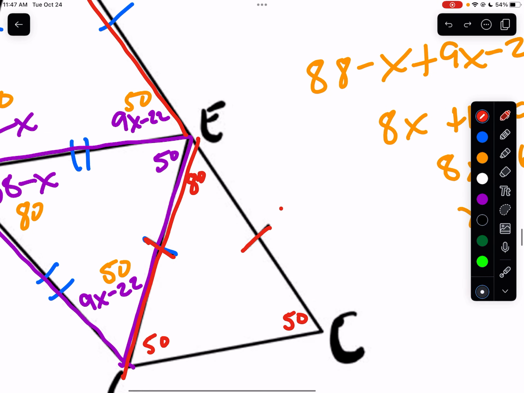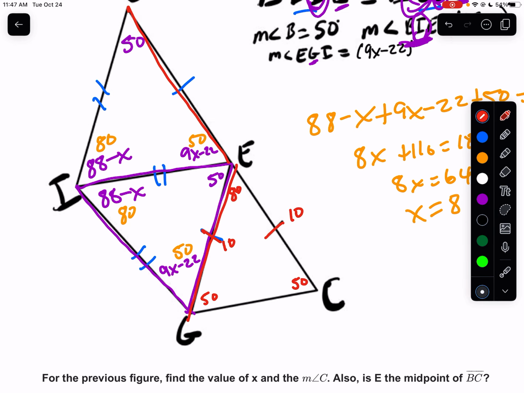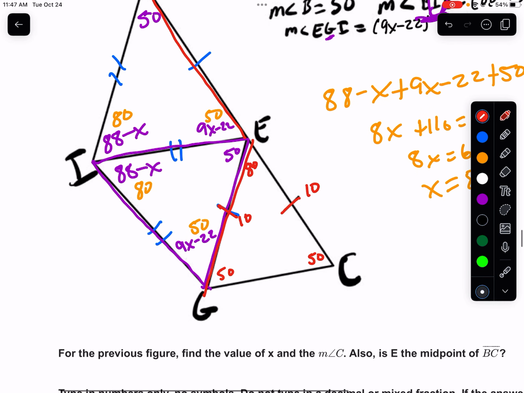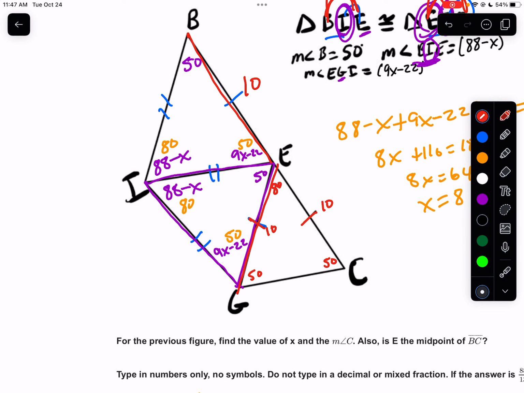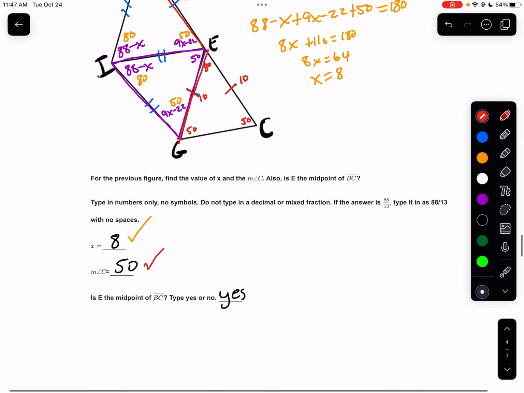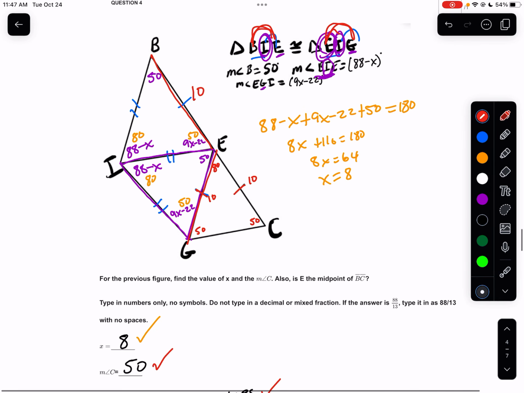So like if this was 10, then this would be 10 because they marked them equal. That was the original picture. And from our congruent triangles, if EG is 10, this would be 10. So you tell me, is E the midpoint of BC? Well, based off everything we know, that answer has to be yes.